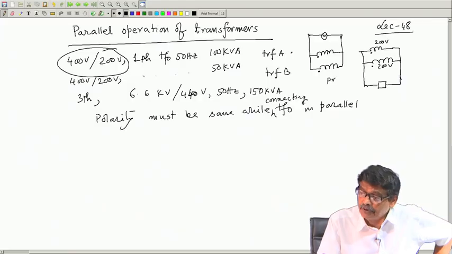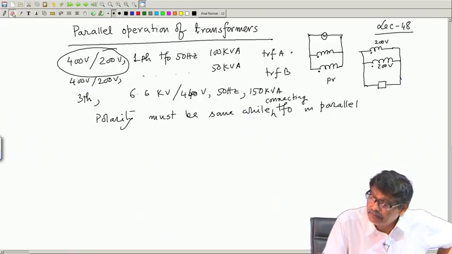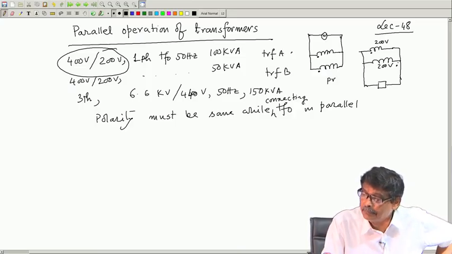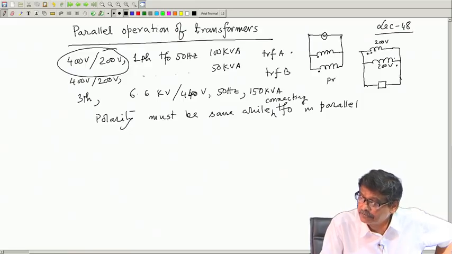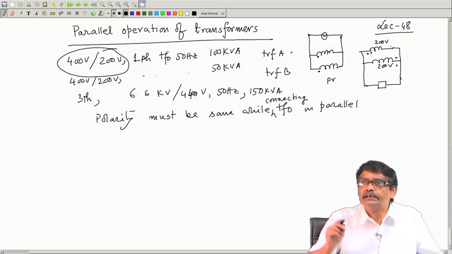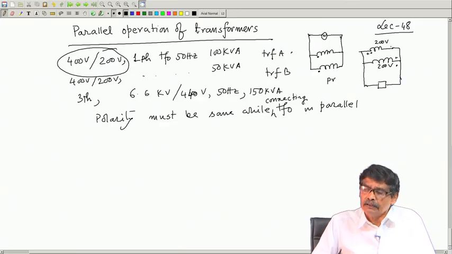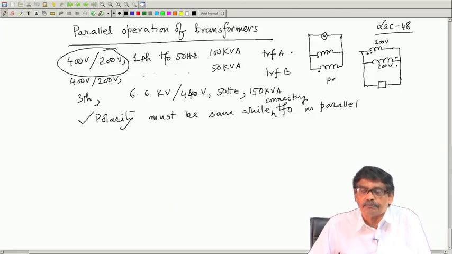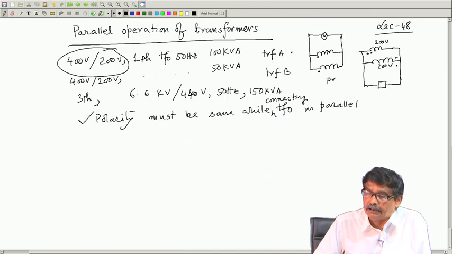If somebody connects the secondaries, for example, by mistake like this, then what is going to happen? Dot becomes plus 200 volt, here dot becomes plus 200 volt. The load you have connected will find 400 volt acting in the circuit, creating a huge current, which is equivalent to a short circuit. So, this should be avoided, it is not allowed at all. So, polarity is a must condition before you connect transformers in parallel.